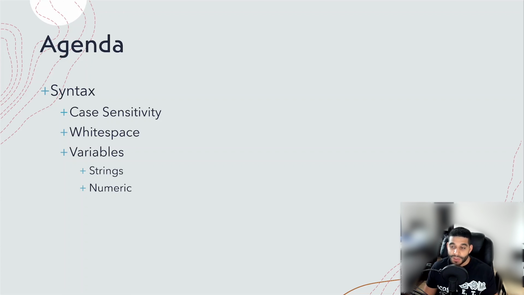We have what you see here, some of the things that we're going to go through: case sensitivity, whitespaces, variables, and within the variables, you have strings and numeric. There are many different things that we have to go over so that you understand the language and the rules of the language, so that we can use those rules to create statements that are to be executed by the computer.